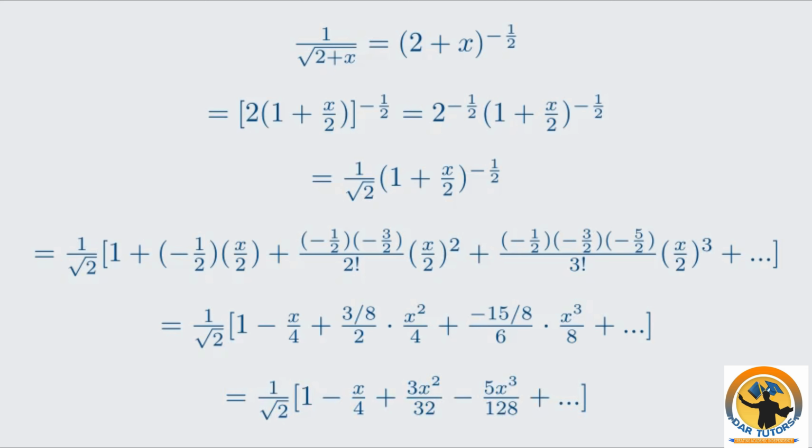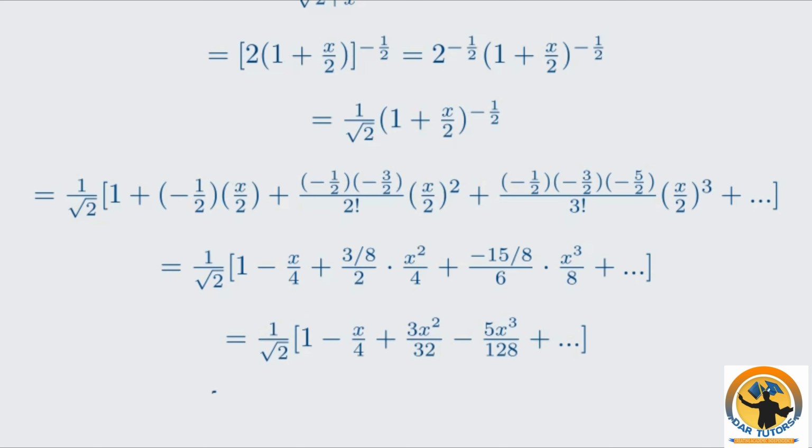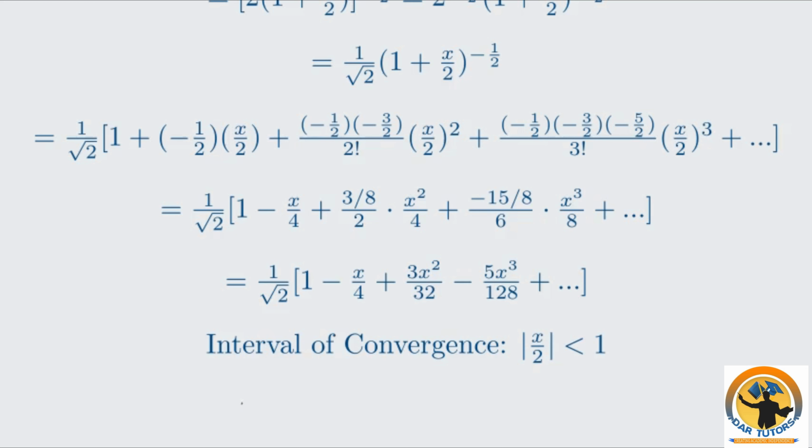Now, let's find the interval of convergence. The condition is that the absolute value of our x term, x/2, must be less than 1. This means x must be between negative 2 and 2. So the expansion is valid for x between negative 2 and 2.